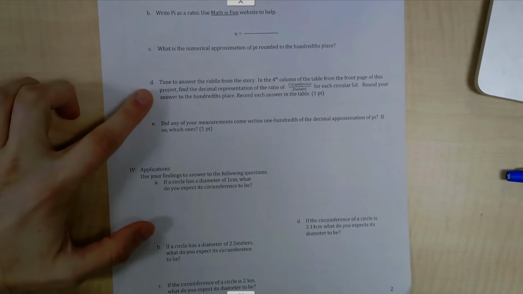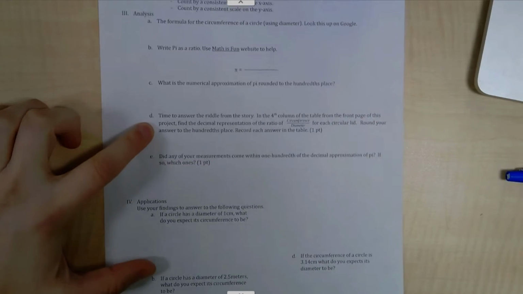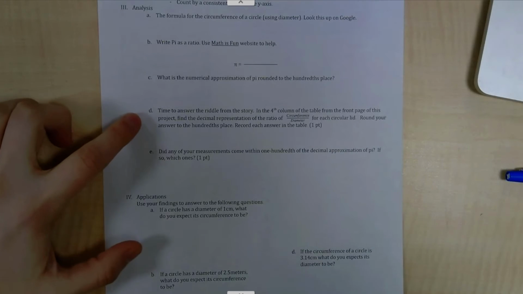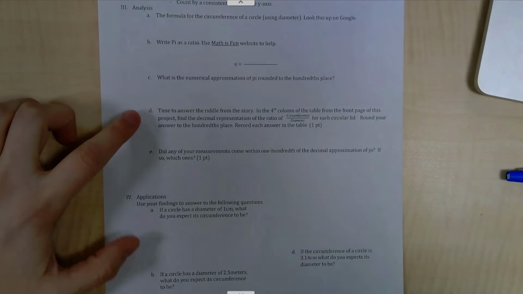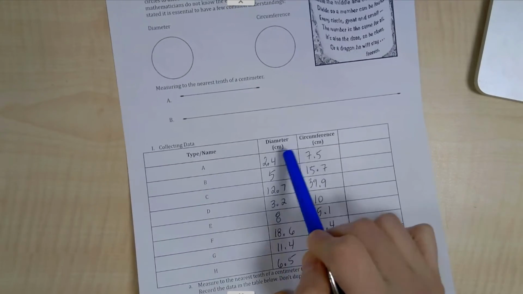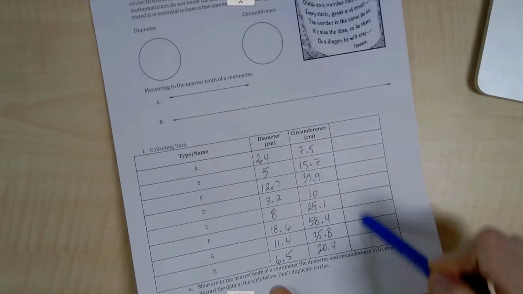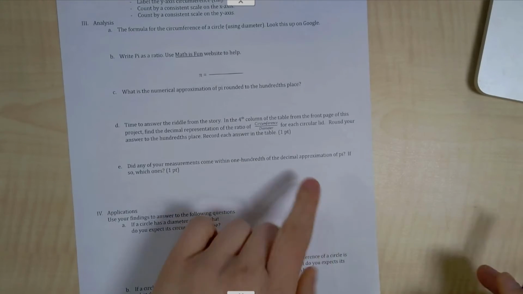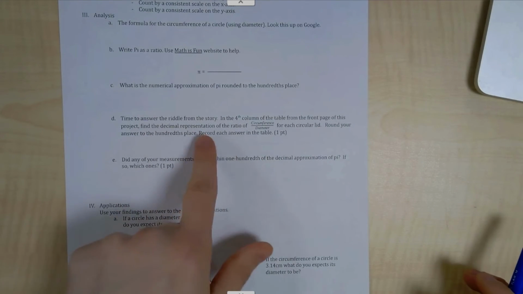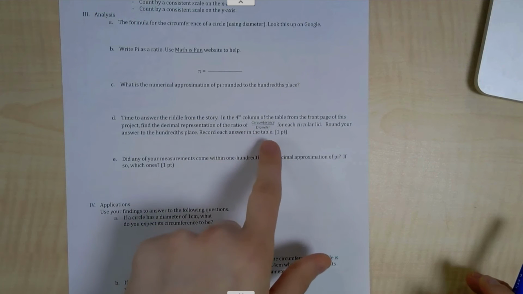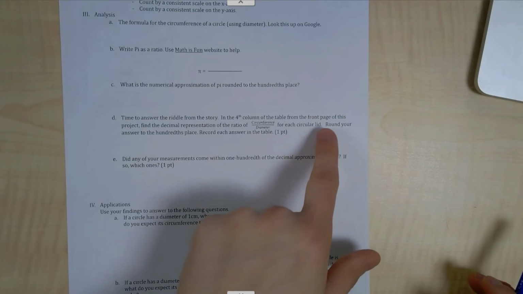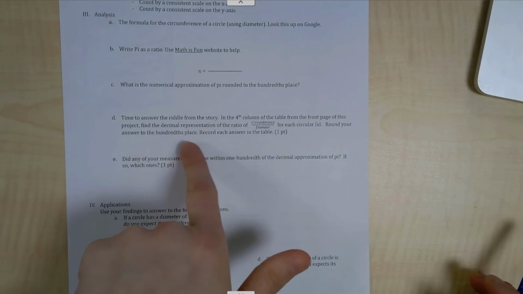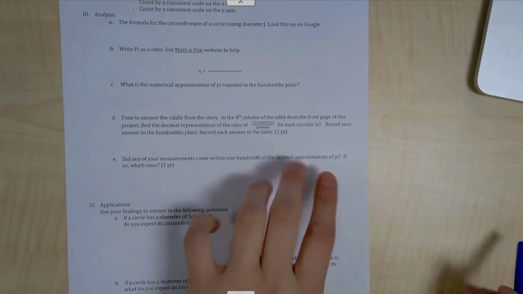So if I'm just starting at letter D, this is on the second page, it says, time to answer the riddle from the story in the fourth column on the table from the front page of this project. So this is column 1, 2, 3, so we're talking about this column. It says, find the decimal representation of the ratio circumference over diameter for each circular lid. Round your answer to the nearest hundredths place. Record each answer in the table.